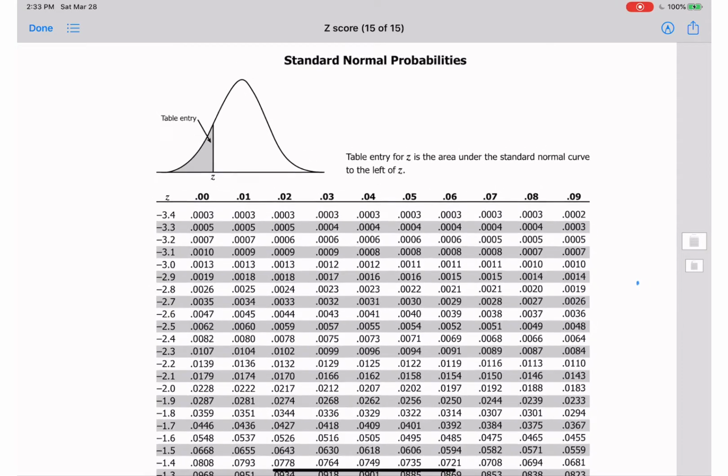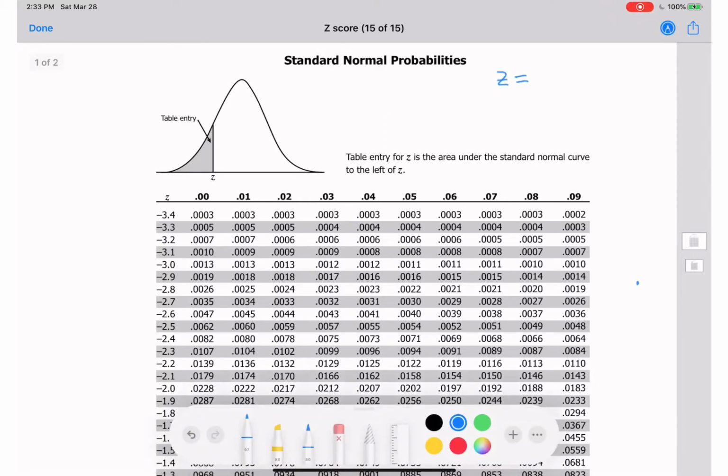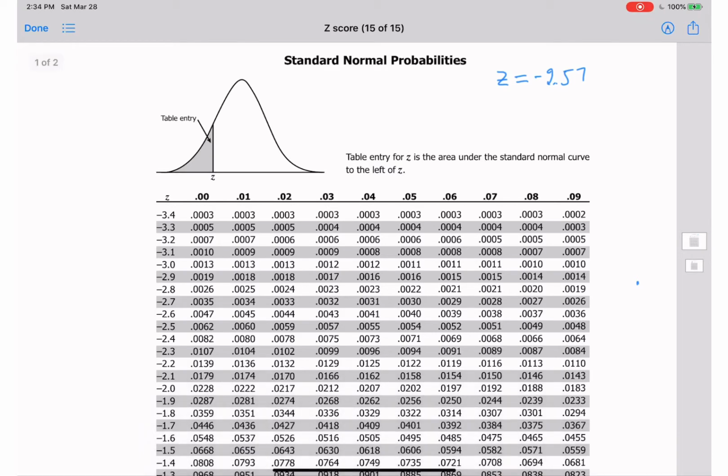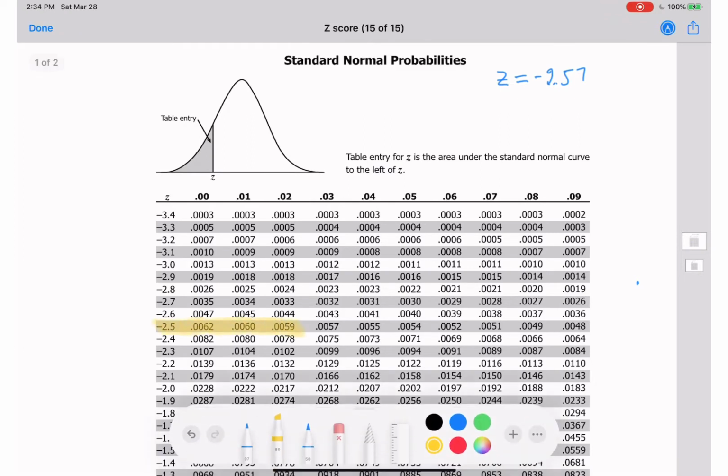For example, if we need to find the area for a z-score equal to, let's say, negative 2.57, let's see how we're going to do it. Negative 2.5, here we have 2.5, and it's coming all the way to 7. Here it is.